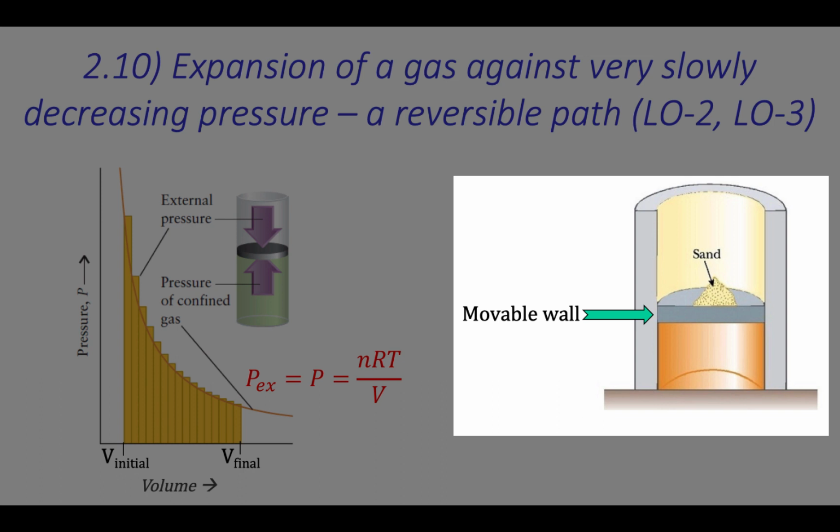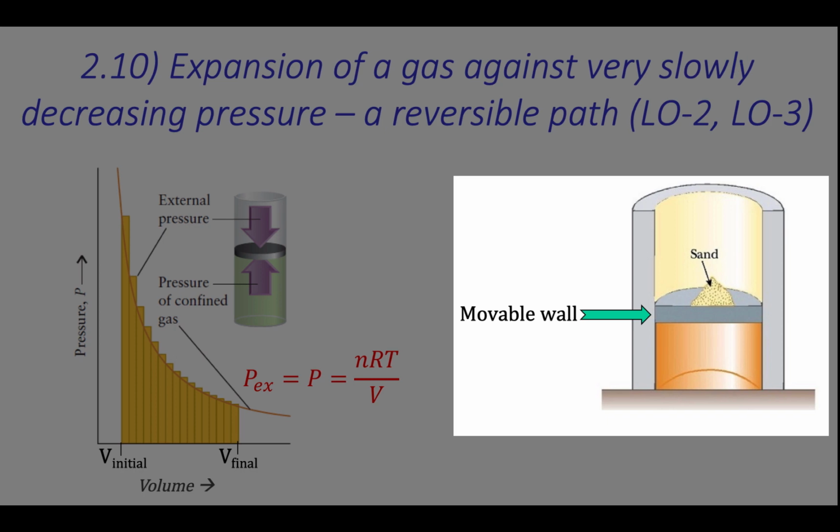But then imagine removing one grain of sand at a time from this pile of sand. After the removal of each grain of sand, we wait for the system to expand a tiny amount, resulting in a tiny drop in the internal pressure to re-establish equality between the external and internal pressures. Then we remove another grain of sand and allow another small expansion to occur. We keep doing this until the system is expanded to some desired final volume.